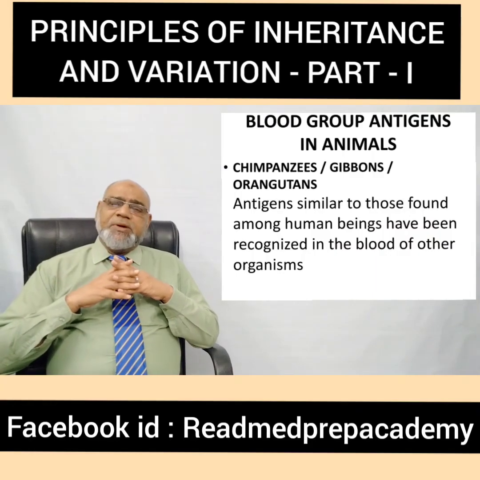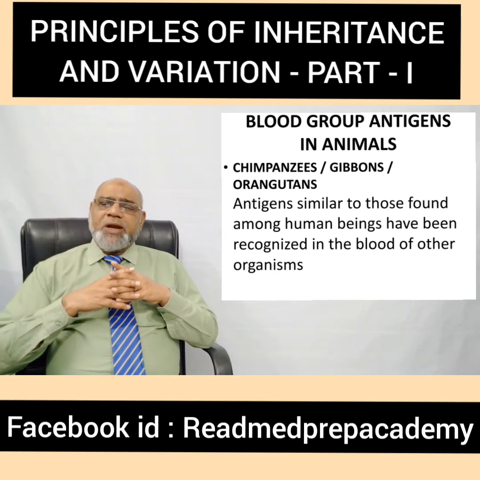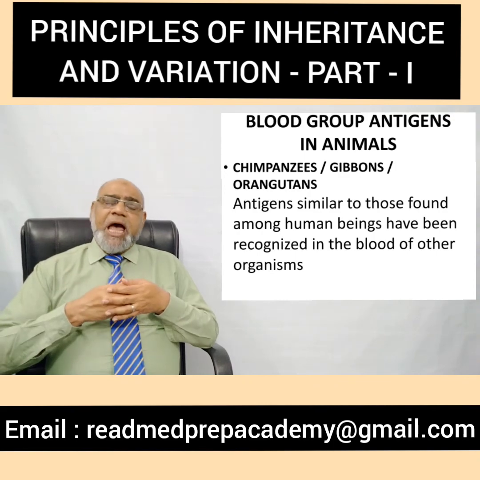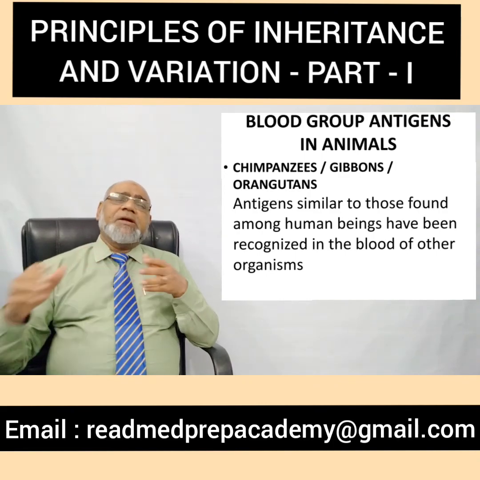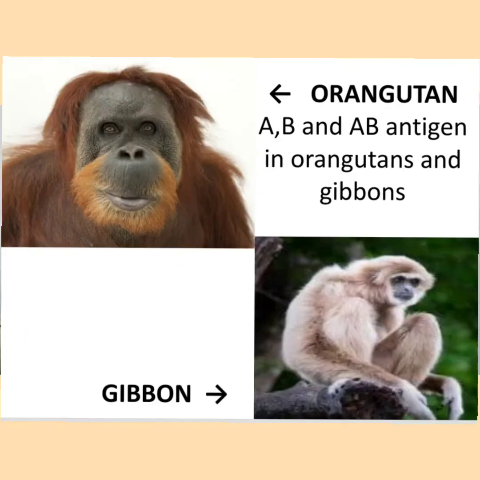Let us discuss the blood group antigens in animals like chimpanzees, gibbons, orangutans. Antigens similar to those found in human beings have been recognized in the blood of other organisms. Chimpanzees have A type of antigens similar to that of humans. In gorilla, A and B type of antigens are present. In orangutans and in gibbons, A, B and AB antigens have been found.